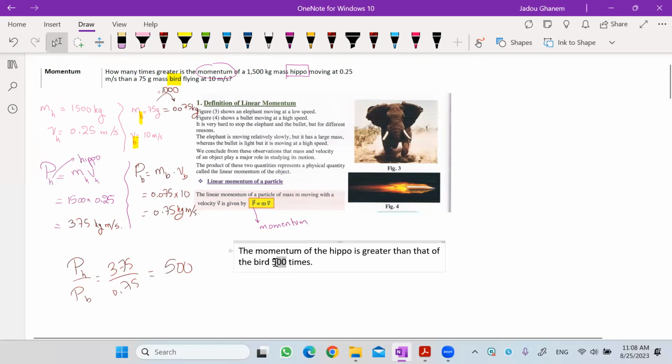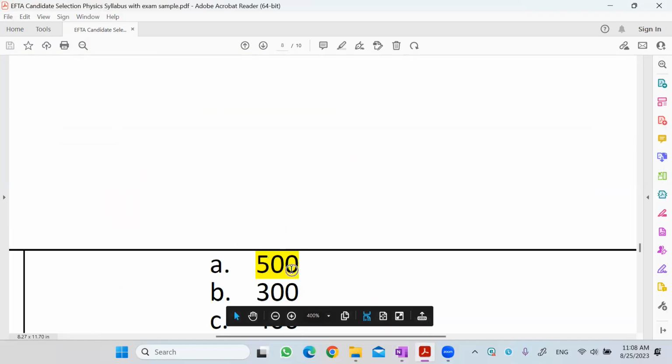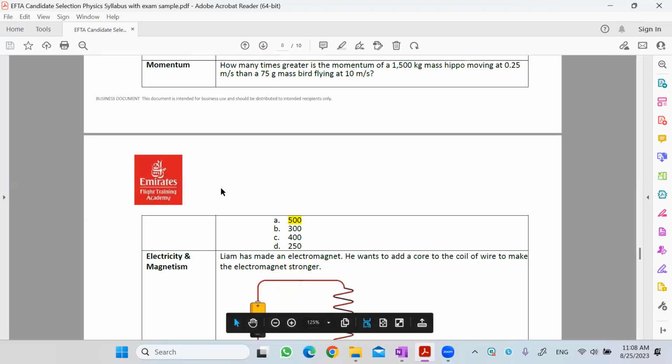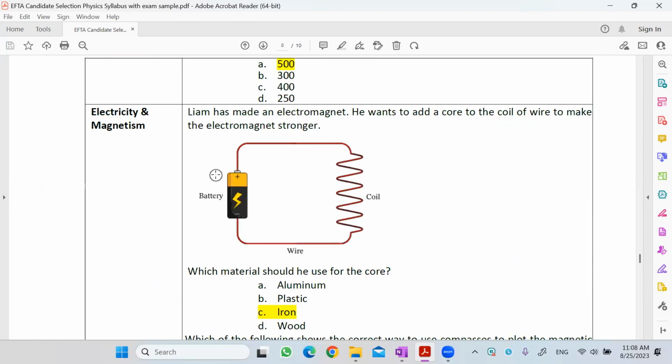All right, let's check the answer here on the PDF file. And here it shows 500 times is the correct answer. All right, let's now move to this part. I will try to finish electricity and magnetism before I move back to the forces that we were working with yesterday. Okay, electricity and magnetism.